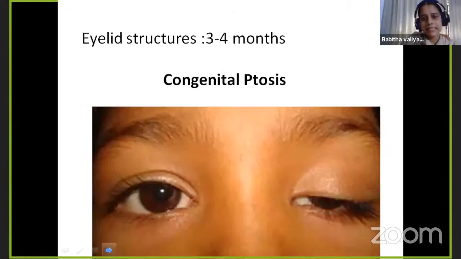Then the eyelid structures develop by about 3 to 4 months of gestation, and their defective development leads to congenital ptosis. Congenital ptosis is characterized by absence of the upper lid crease. If the congenital ptosis is severe, that is, the lid covers the pupillary area, there is a chance of development of amblyopia. So, it is an indication for early treatment of congenital ptosis to prevent amblyopia.